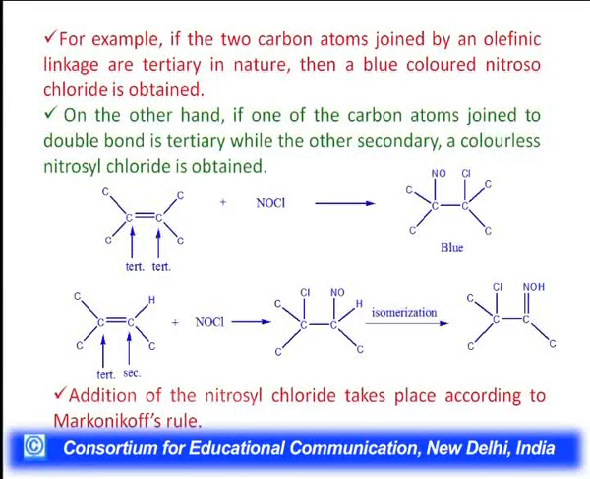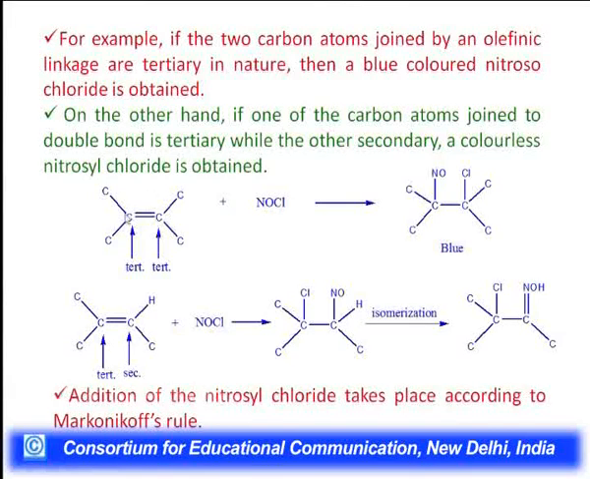For example, if the two carbon atoms joined by an olefinic linkage are tertiary in nature, then a blue colored nitrosochloride is obtained. On the other hand, if one of the carbon atoms joined to the double bond is tertiary while the other is secondary, a colorless nitrosyl chloride is obtained. So here the nature of linkage of the double bond can be ascertained by the reaction with the Tilden reagent.